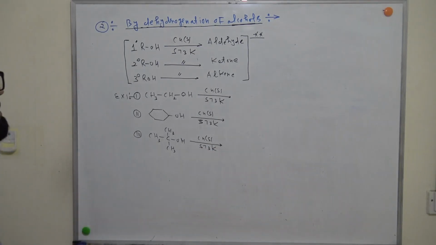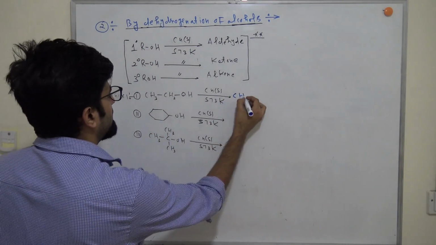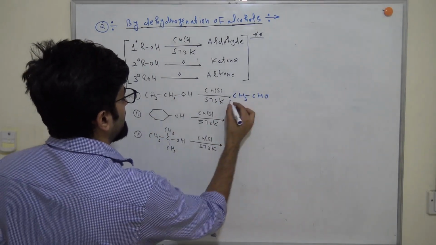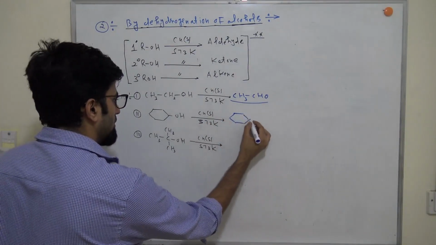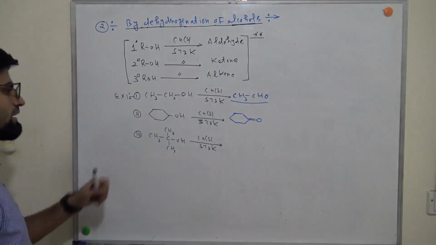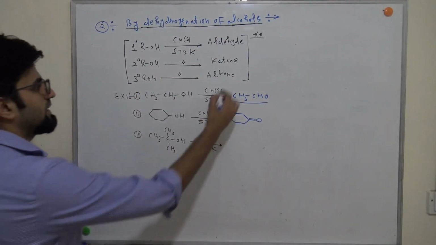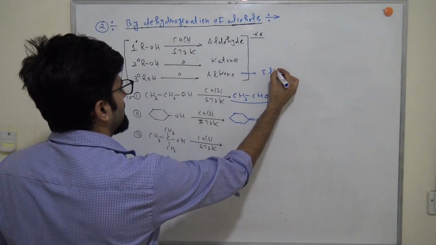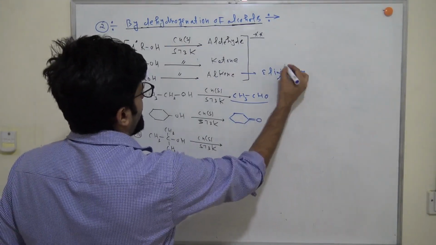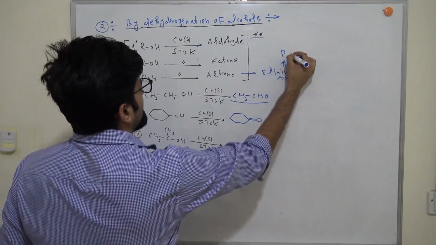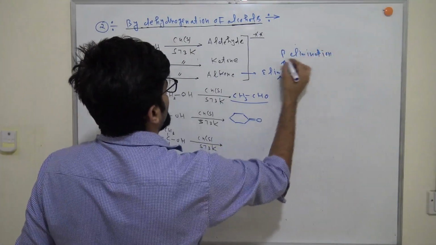So what happens in the first step? From 1 degree alcohol dehydrogenation, what will we get? Aldehyde. Okay, 2 degree, what will form? Ketone. Okay, 3 degree gives you alkene. So basically this is an elimination reaction. What kind of elimination? Beta elimination. Remember alcoholic KOH, that kind of reaction, beta elimination.